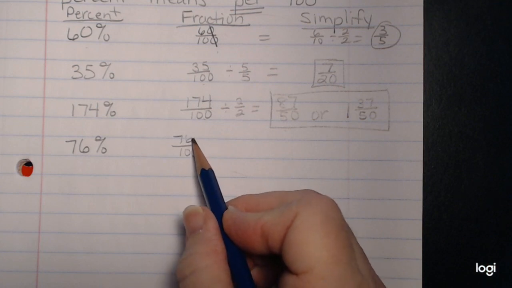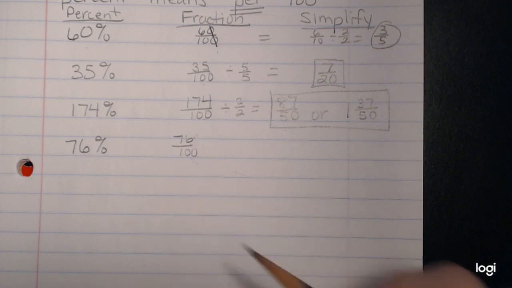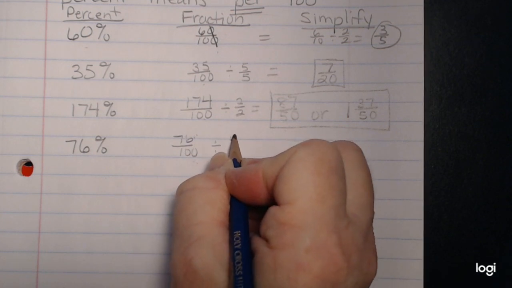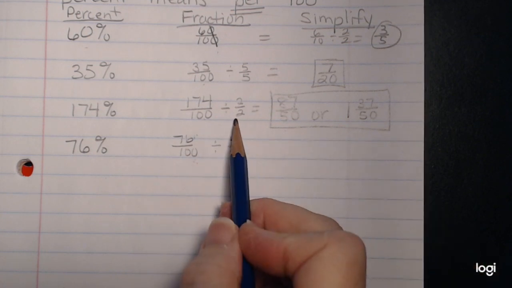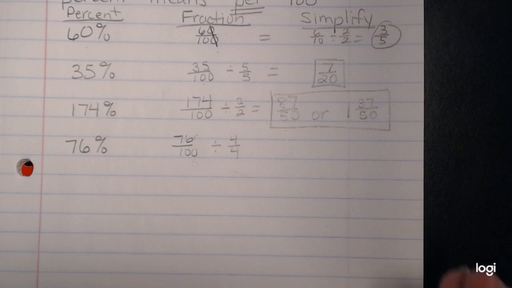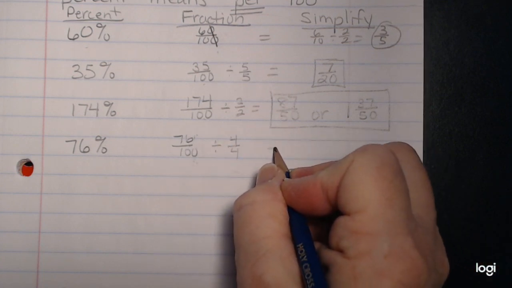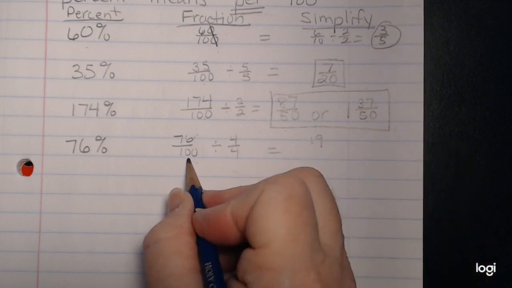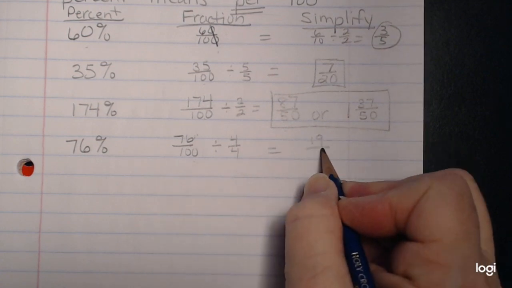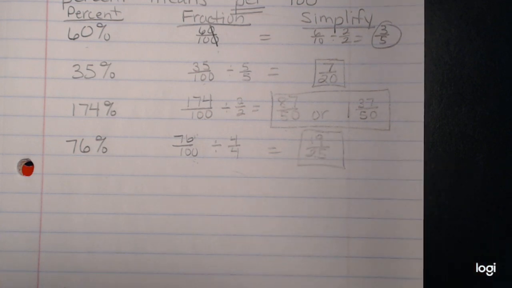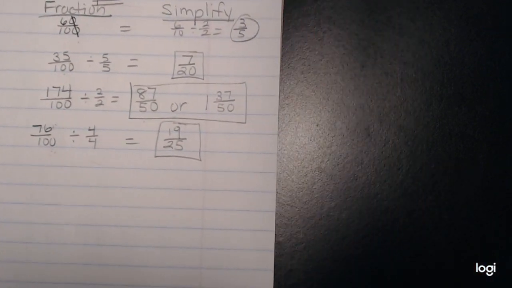I know that these are both even, but I also know if I look at my factor sheet, I can actually divide them by 4, which is a little bit larger than 2. You could have done 2. You would have had to do it twice. 76 divided by 4 equals 19, and 100 divided by 4 is 25. Final answer.